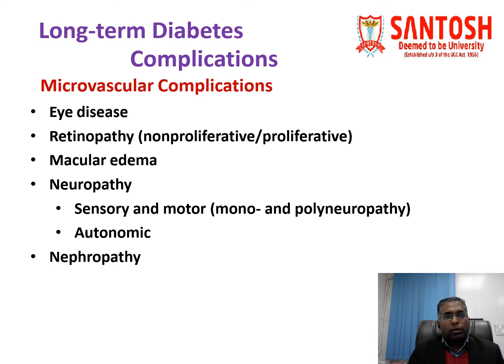To name the long-term complications of diabetes, we all should know there are microvascular complications like eye disease, retinopathy, macular edema, and neuropathy. All types of neuropathies can be there: sensory, motor, mononeuropathy, or autonomic neuropathy in a patient suffering from long-term diabetes mellitus, and nephropathy or end-stage kidney disease can also occur.